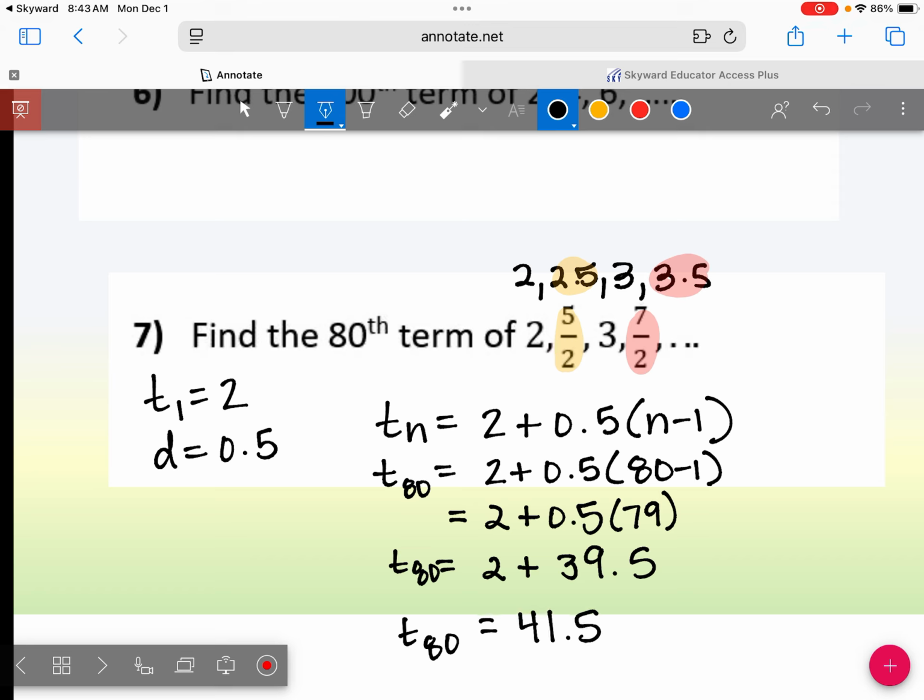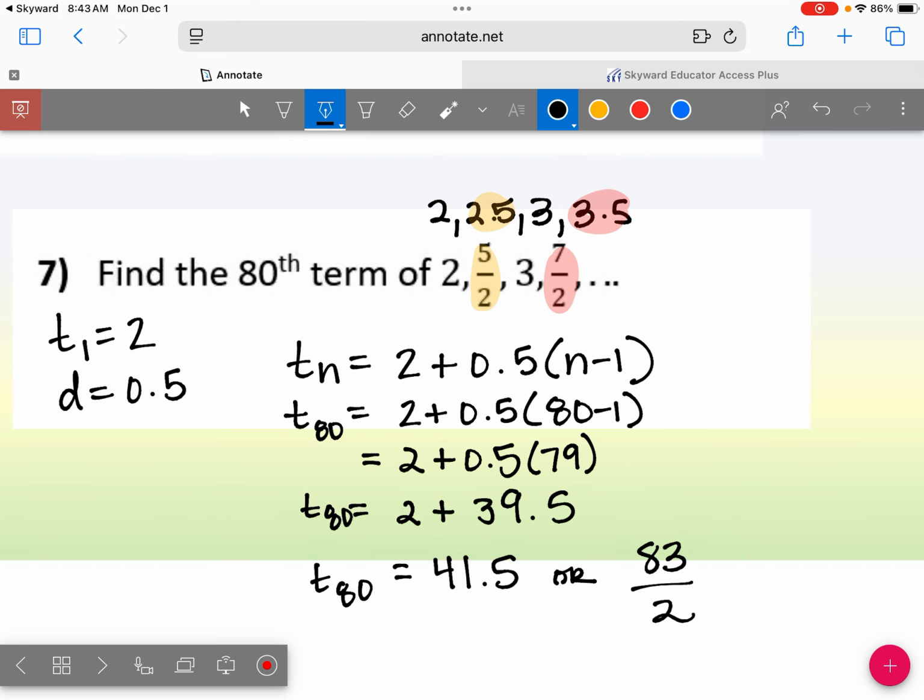41.5. Bonus if you can write this as a fraction over 2. What would this be as a fraction? What number over 2 is 41.5? Would you, 88? 83, yeah. So that would be the better way to write it because our sequence is written as fractions, but I'm not picky, not as picky as I probably should be.